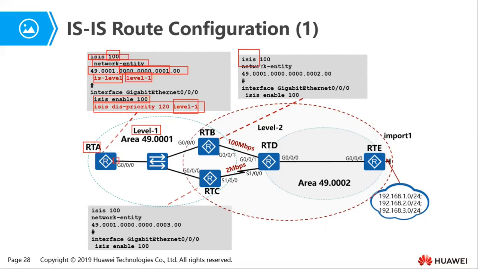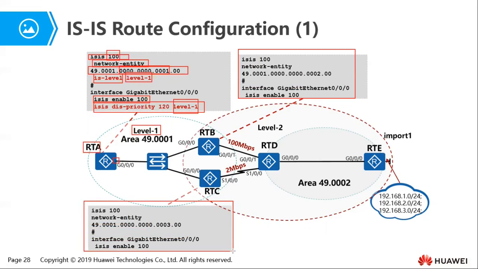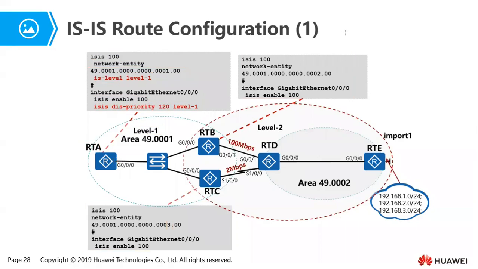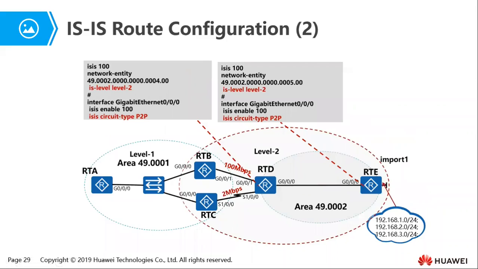For RTB, we've simply done the same thing, only that now we are not changing the priority for RTB. Similarly, for RTC, we've also done the same thing, and the only thing we are changing is the system ID. So that is what we've done here. We can move on to the next one and see what has been done to meet the other requirements.